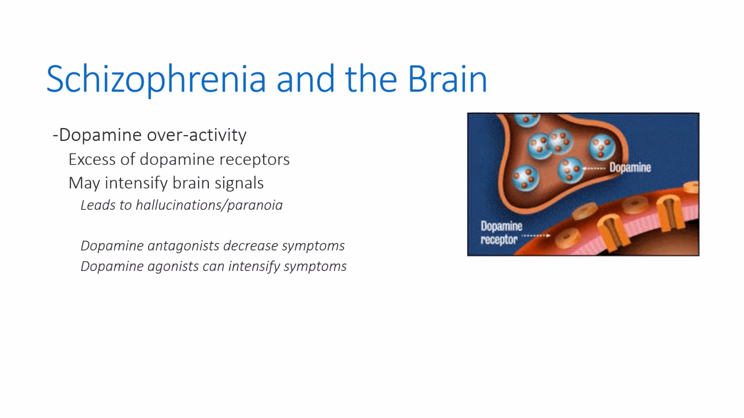Dopamine antagonists block the transmission of dopamine, which leads to a decrease in schizophrenia symptoms. Dopamine agonists, on the other hand, bind to dopamine receptors and increase dopamine transmission. This leads to an increase in symptoms.